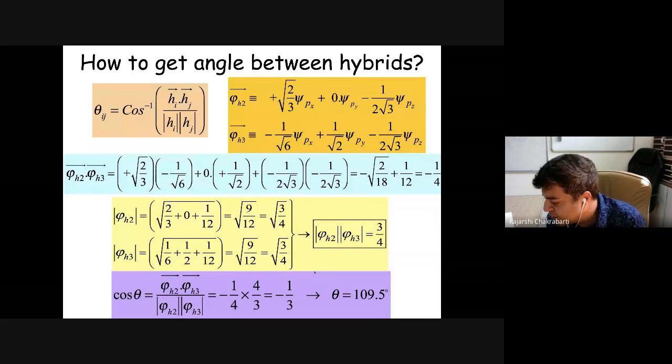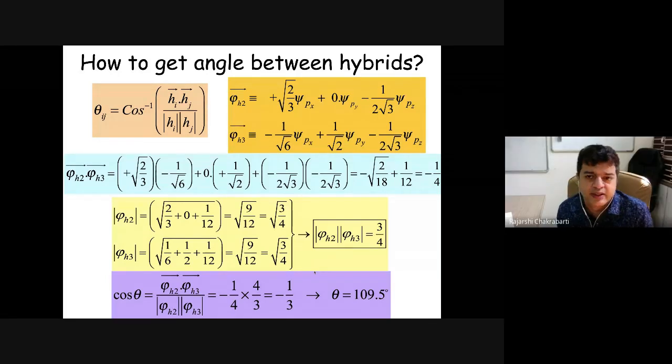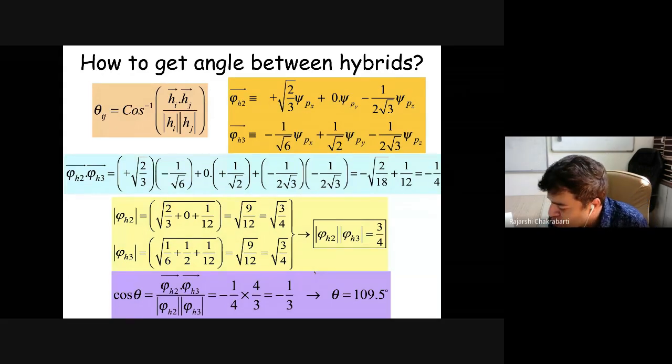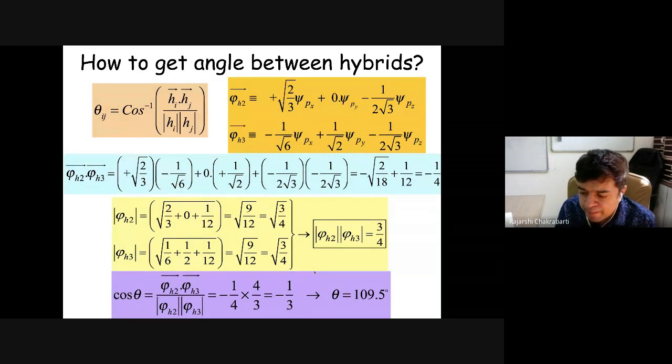So you got the idea, no? I don't need to do it. This is fine with you, all of you? You know how to calculate the angle between two vectors. If you know how to calculate the angle between two vectors, you should be able to calculate the angle between two hybrid orbitals. Okay?